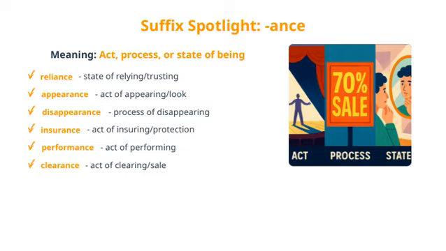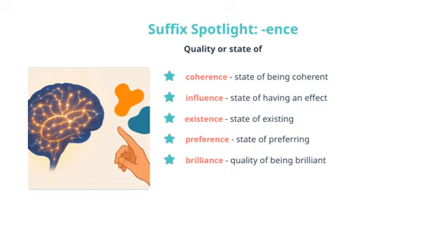Let's take a closer look at some keywords that share the suffix ence, which highlights a certain state or quality. First up is brilliance, which describes the quality of being brilliant. Think of someone's exceptional talent or a very bright light. It's all about that remarkable quality that stands out.